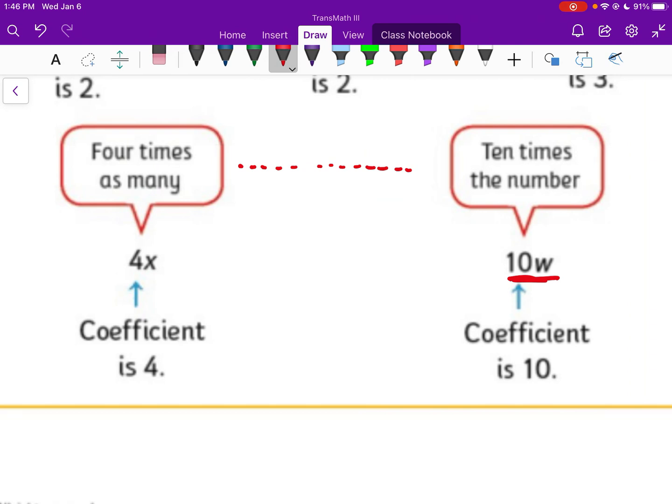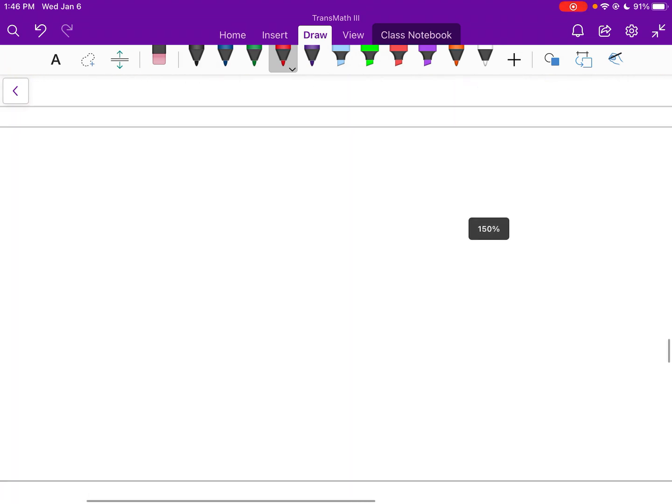There's no multiplication symbol. You need to understand that when they're right next to each other, a coefficient with the variable, it is saying multiplication.